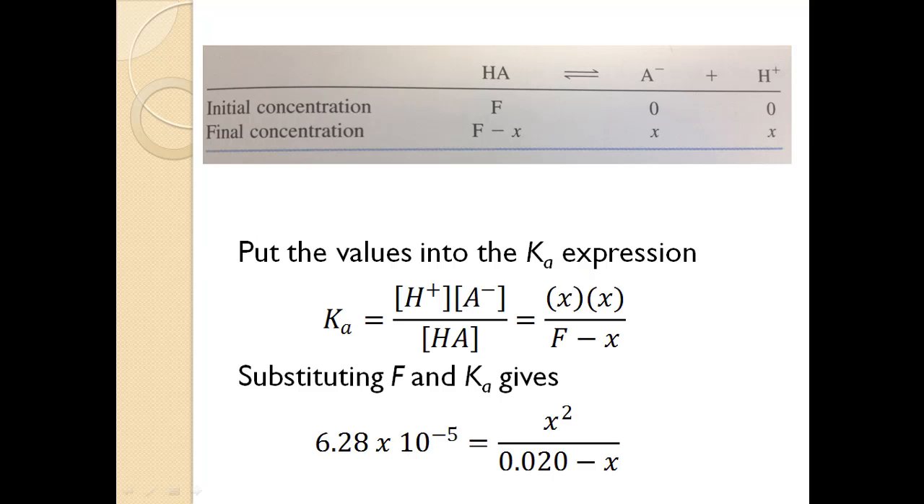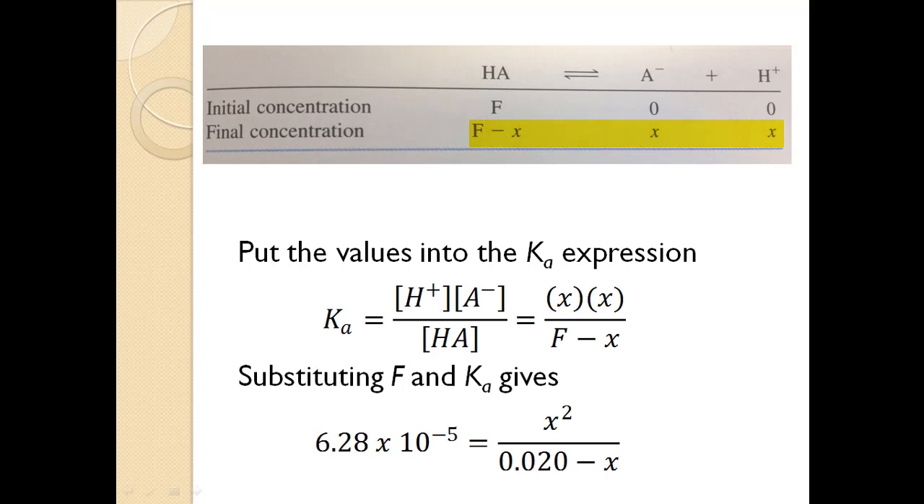But at the beginning, you have HA, right? You have only that solution, and then you have none of the products, because initially nothing has happened yet. At the end of the reaction, you have concentrations both of A- and H+, and they happen to be the same, right? Because it's a 1-to-1 ratio, so we can put X for both of those. And the final concentration of the HA would be F minus X, the formal concentration minus whatever dissociated. Because remember, these are weak acids and weak bases, so they're not going to completely dissociate, they're only going to partially dissociate. So at the end of the reaction, you still have some HA left in there, but how much?